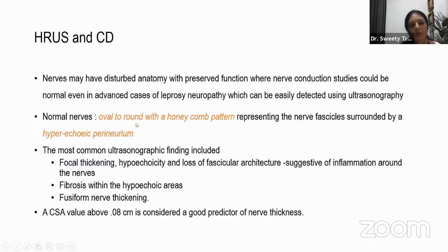Normal nerve is usually oval to round with a honeycombing pattern, and the nerve fascicle is surrounded by hyperechoic perineurium. This is a normal ultrasound finding. What you will find in leprosy patients is focal thickening, hypoechogenicity, loss of vascular architecture. They are suggestive of inflammation. Sometimes you may also find fibrosis, fusiform nerve thickening. You may also find nerve abscess. They are more common in PNL, and a cross-sectional area above 0.08 centimeter squared is always a good predictor of nerve thickening.